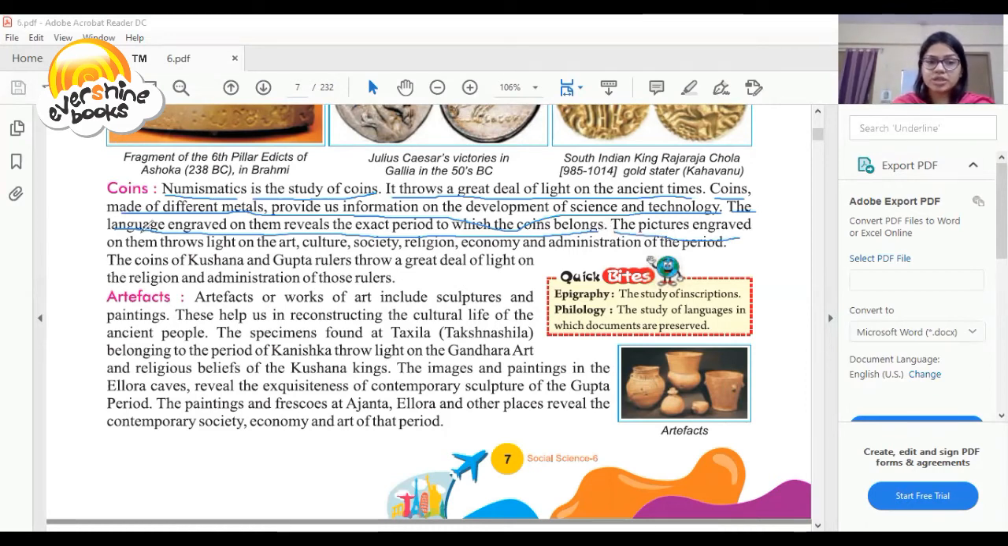The picture engraved on them throws light on art, culture, society, religion, economy and administration of the period.